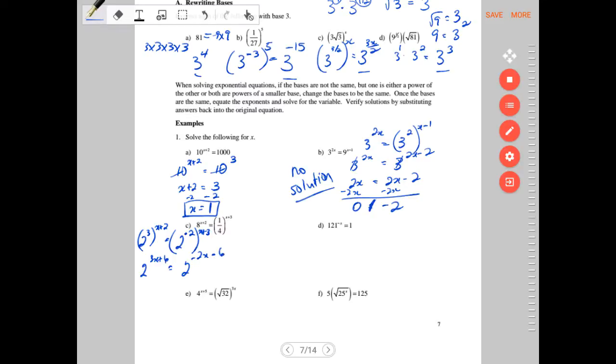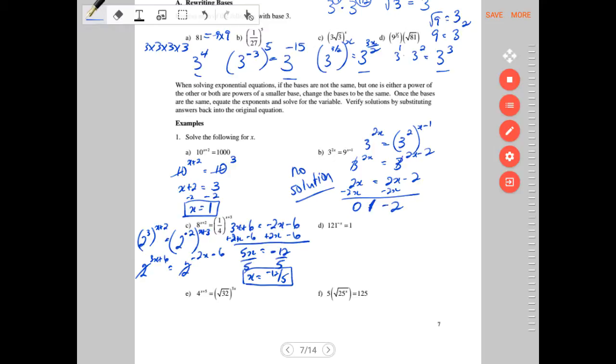Now you can get rid of the bases because the bases are the same, and set your exponents equal to each other. So 3x plus 6 equals negative 2x minus 6. I'm going to add 2x to both sides to get x's on the same side, and I'm going to subtract 6 from both sides. So 3x and 2x makes 5x, 6 and negative 6 is 0, negative 2x and 2x is 0, and negative 6 and negative 6 is negative 12. Then we just divide both sides by 5 to get x alone. So x equals negative 12/5.